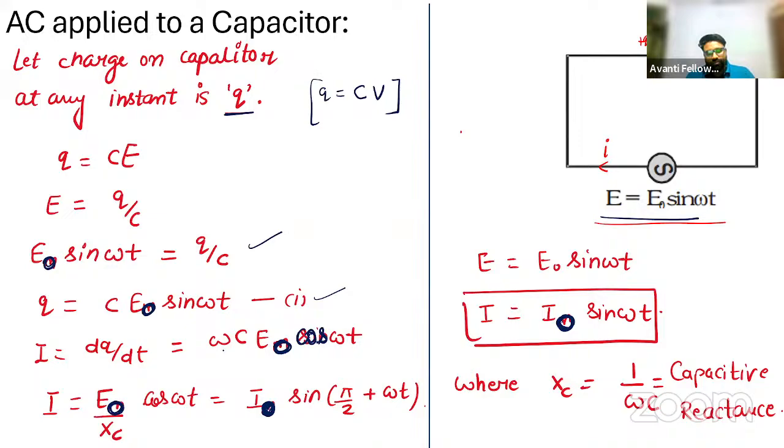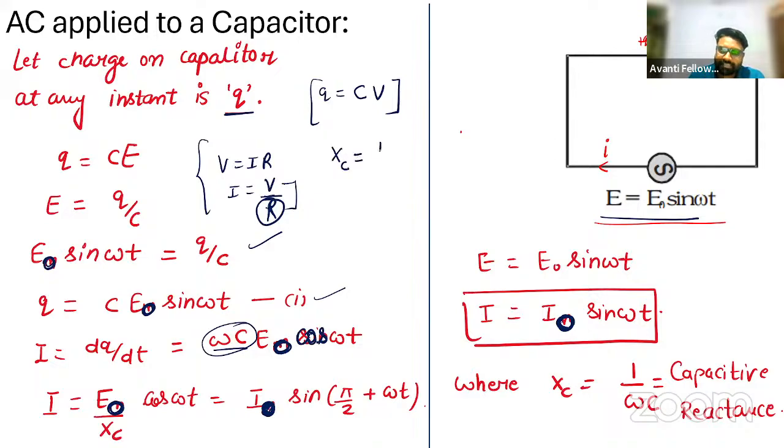Here, if you will see, you have a term omega C, and that is E naught. But according to Ohm's law, V is equal to IR only. V is equal to IR, which means I is equal to V upon R, which means whatever the circuit resistance, it should be in the denominator of the potential difference. But here, this quantity is coming in the multiplication of it. It should be dividing it. So that is why we write a term as X_C, which is nothing but 1 upon omega C.